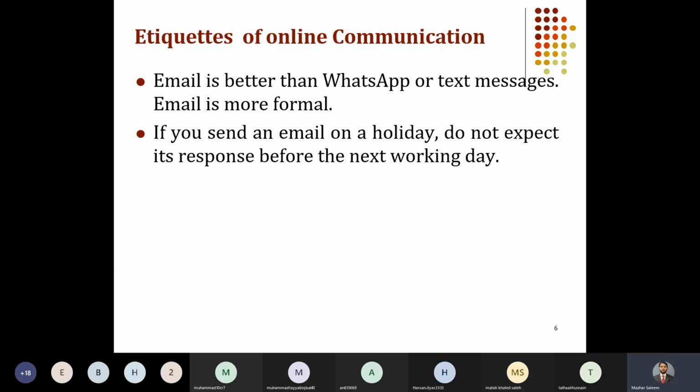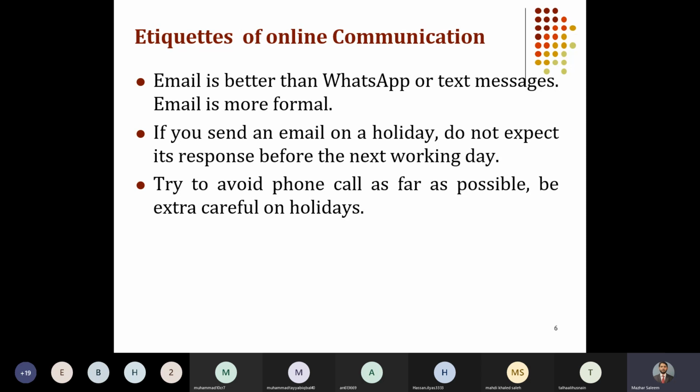So do not expect your teacher or your employer to respond to your emails on the weekend. You can send an email on the weekend, that's not a problem, but do not insist on getting a response on the weekend. Okay, if the other person is convenient, he might respond on the weekend, but that's his or her choice. Sometimes students send emails on the weekends and they insist that, oh, this assignment is due Monday morning, or I have an exam Monday morning, so I need an immediate answer. But that is not the right thing to do.